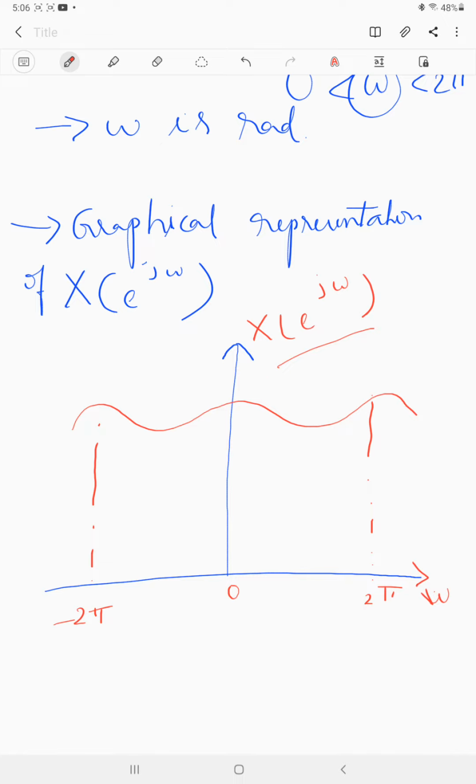Now let us take N equidistant samples, that is 0 ≤ ω ≤ 2π. It is ranging from 0 to 2π. So we will take a sample here, the first sample.